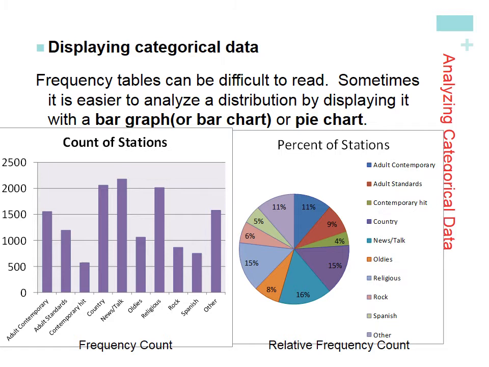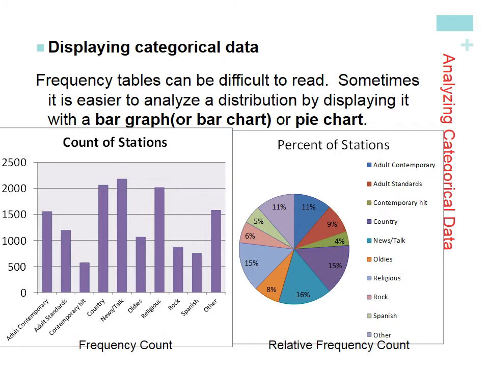Whereas a pie chart always tells the relative frequency, because it's always in terms of percentages, we can very easily look at these percentages and say, okay, this is a really small slice of the pie chart. Contemporary hit was not very popular. Or if I look at this section right here, this 16%, and say, okay, that was a news or talk station, that is very popular.